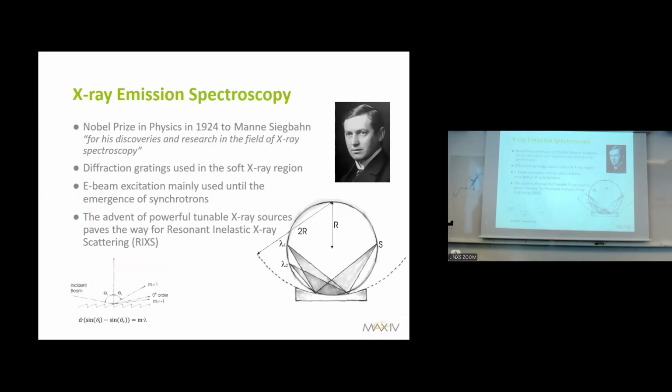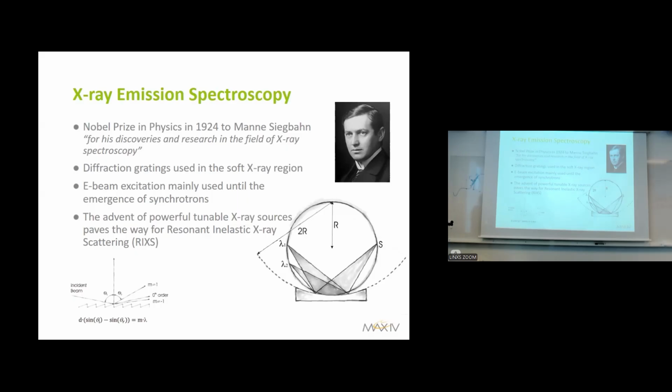And he had his Nobel Prize already in 1924 for the manufacturing of high quality gratings for the use in X-ray emission spectroscopy. So this is maybe, for this talk, the more important Nobel Prize in many ways. And they were used in the soft X-ray region. They used E-beam excitations because they didn't have X-rays. X-ray tubes are a bit too weak to do these studies, but a lot of E-beam excitations, just creating core holes like crazy and then measuring what you could see.